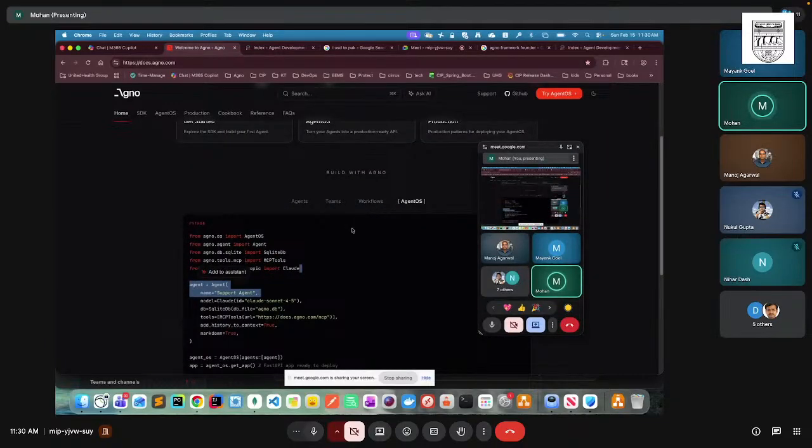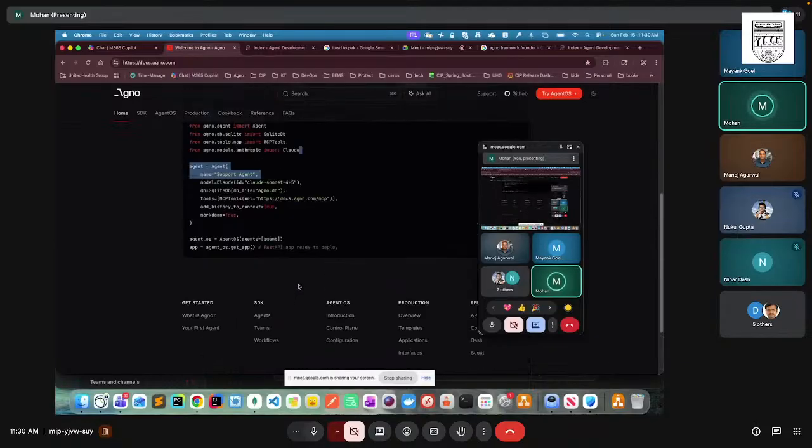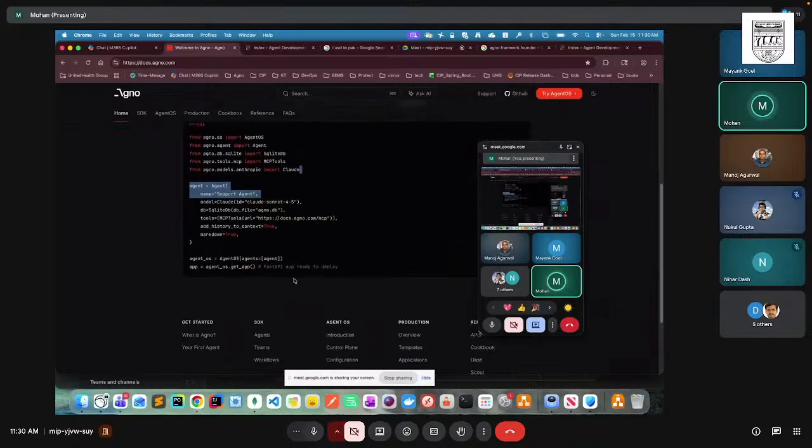and it provides Agent OS as well. Agent OS is nothing but a kind of UI. If you run it, it will expose some kind of UI, a chat-style window will come, and you can interact with that. These are the kinds of options it provides.